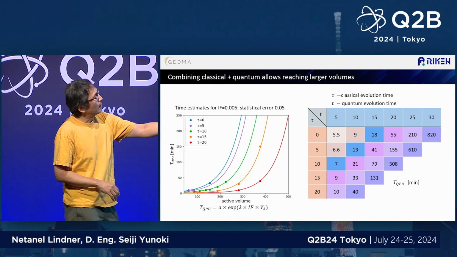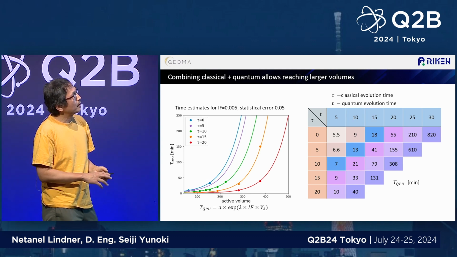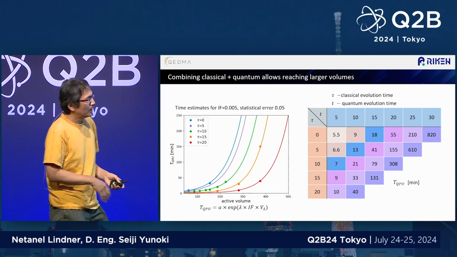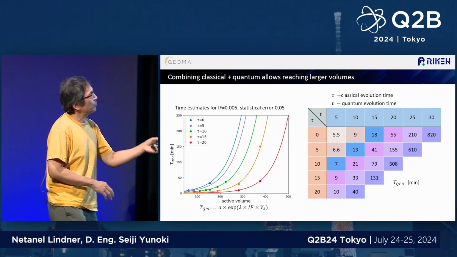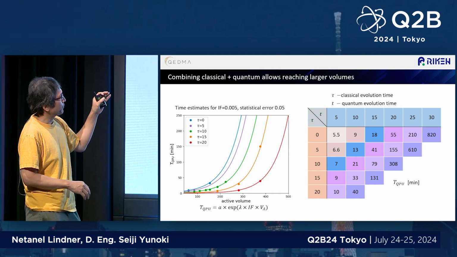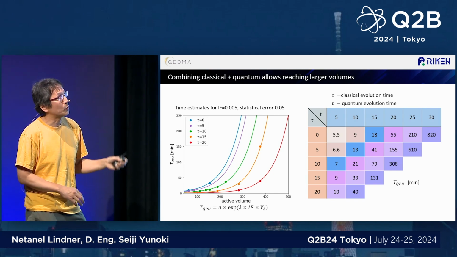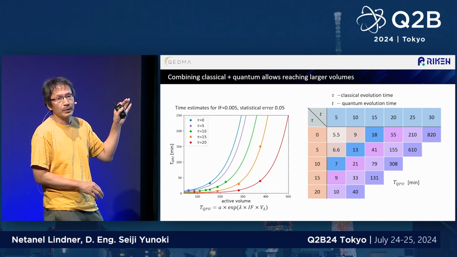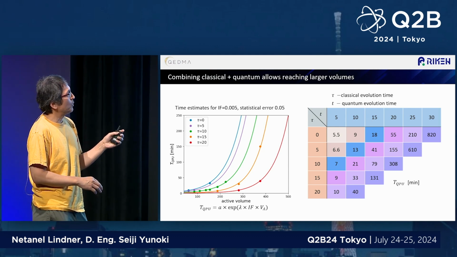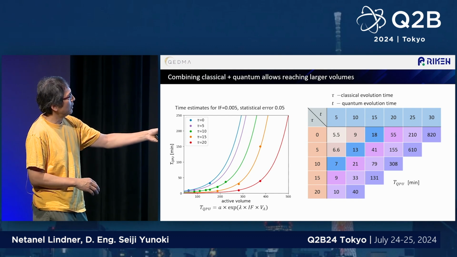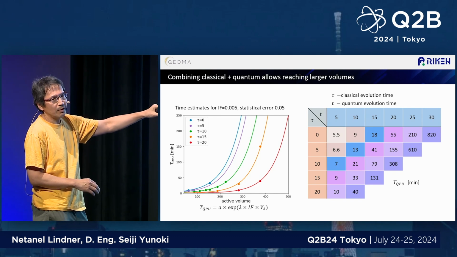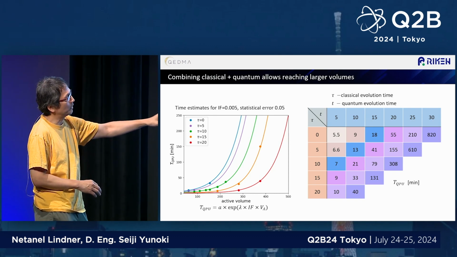Just to give you an example. Let us assume that we have a total evolution time large T of 30, and if you don't use any classical computations, it requires over 800 minutes, assuming that you are averaging magnetization with a statistical error of 5%. However, if you use classical computers with 20 time steps, this required QPU time reduces significantly down to 40.